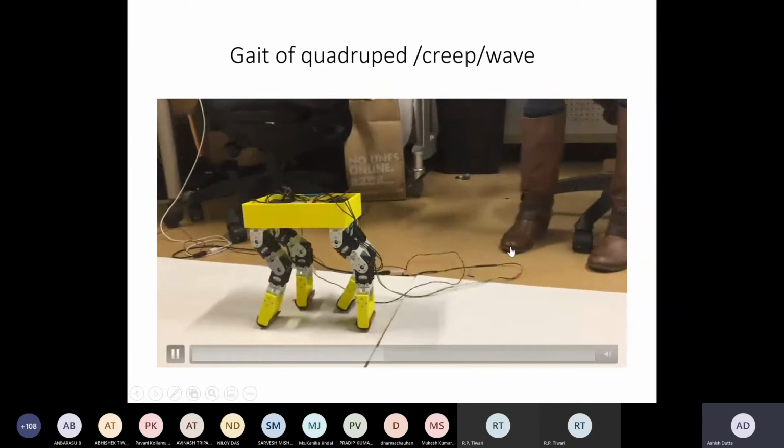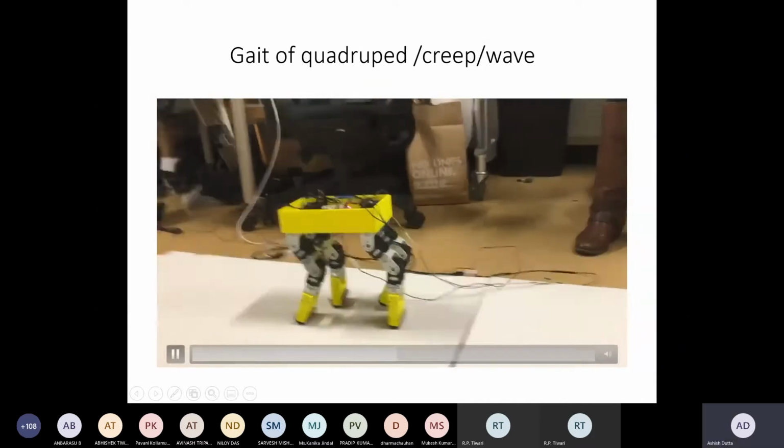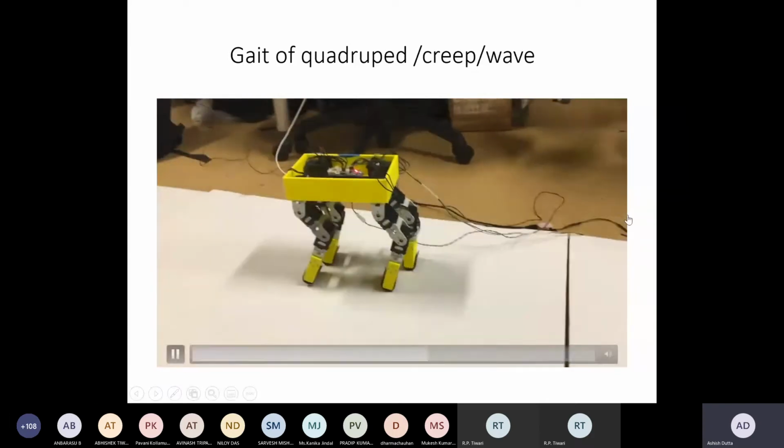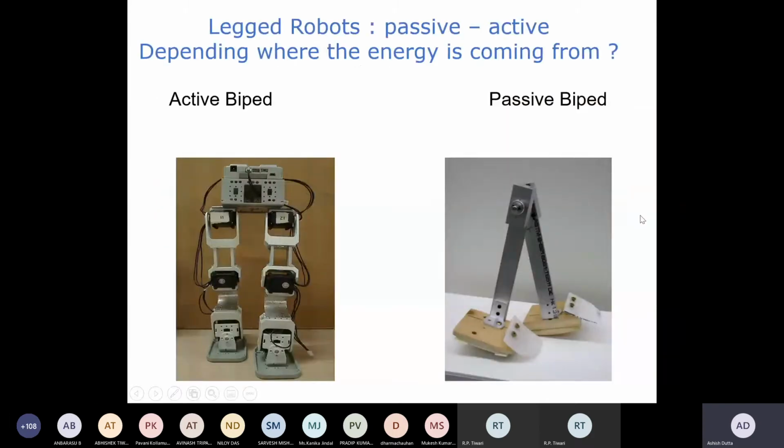This one hardly would cost 2,000-3,000 rupees. And you can study all kinds of things like gait pattern genesis, motion planning, etc. Now, coming to bipeds, bipeds can be classified into two major groups.